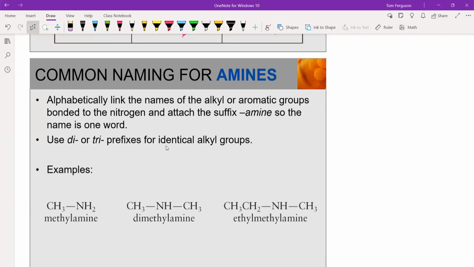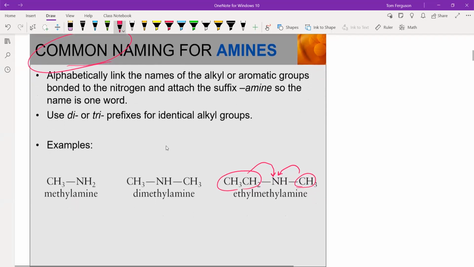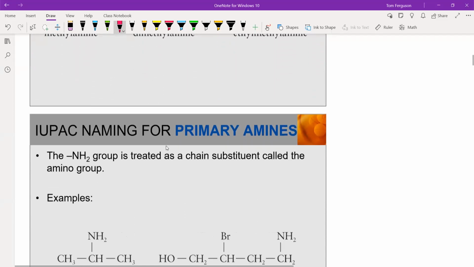Okay, common names for amines. All they do is they name what's hanging off of the nitrogen in alphabetical order. So in this case, we have an ethyl and a methyl, so it's ethyl methylamine, dimethylamine, methylamine. And that's frequently used.